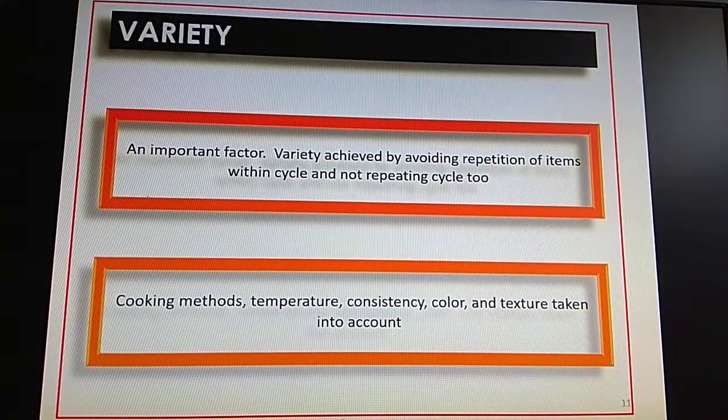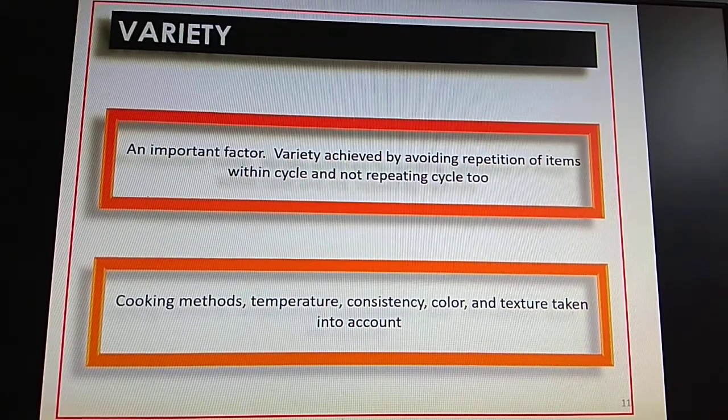In terms of variety of cycle menu, an important factor is variety achieved by avoiding repetition of items within the cycle and not repeating the cycle as well. So variety is achieved by avoiding repetition of items. As an example, on Sunday we are offering a typical cycle menu.